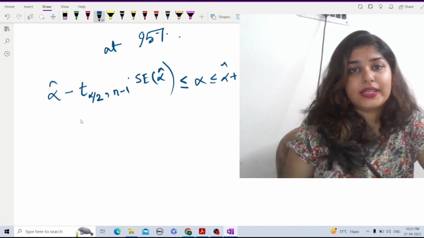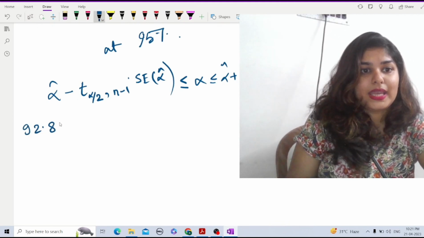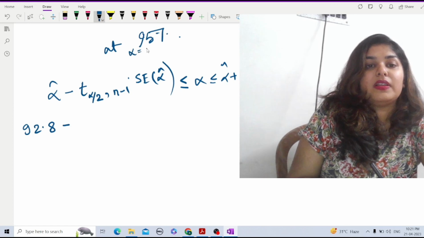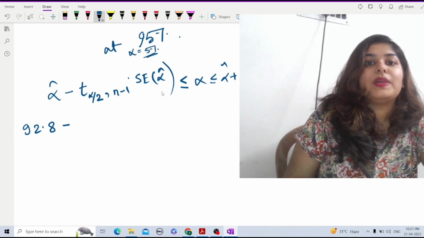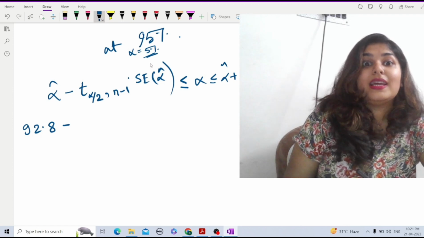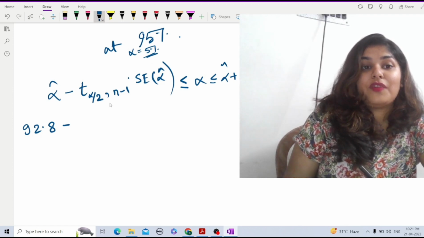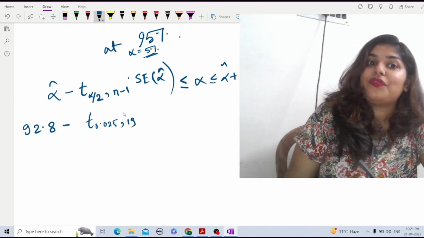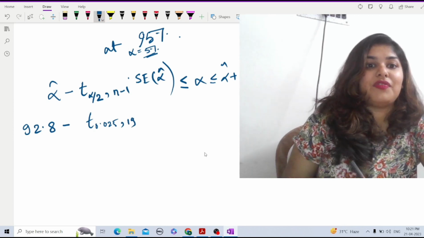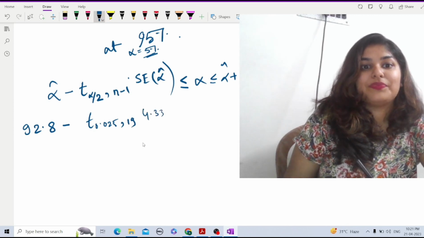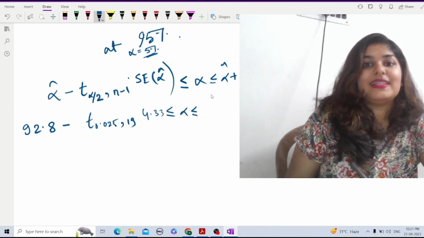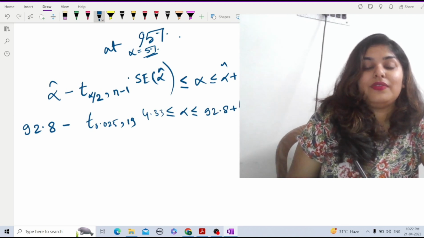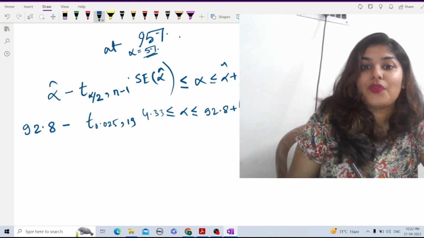So alpha hat we have calculated using the OLS method, that is 92.8 minus, okay, now t alpha by 2. So since this is at 95%, the level of significance is 5%, right? Because this is a two-tailed test that I'm going to do, so I'm going to take 5%, that is 0.05 by 2. So t 0.025 comma n minus 1 is 19 degree of freedom. And SE of alpha just now we have got is 4.33. So this is less than equals to alpha, again less than equals to 92.8 plus t value of 0.025 comma 19 degree of freedom into 4.33.